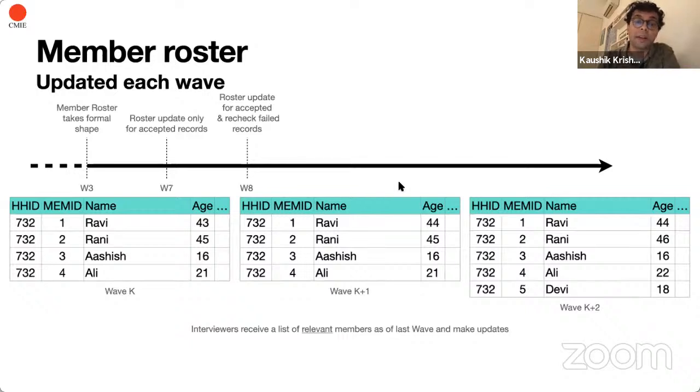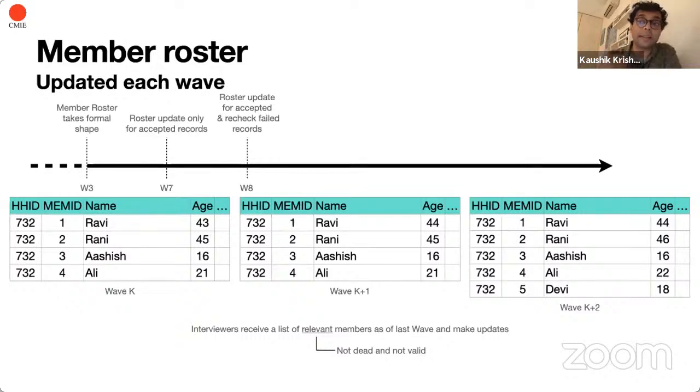This is the information that interviewers receive. So if you look at the bottom of your screens now, you see the word relevant is highlighted. Now I can define to you what relevant means. The list of relevant members are simply all the members who aren't marked as dead and members who are valid. What I mean by valid is, suppose that Ashish, member ID number 3, was added to the roster, but that interview was rejected outright by the survey, and that household was never re-interviewed. In that case, even though Ashish was added to the roster, he's an invalid entry. So he doesn't show up in the next wave.